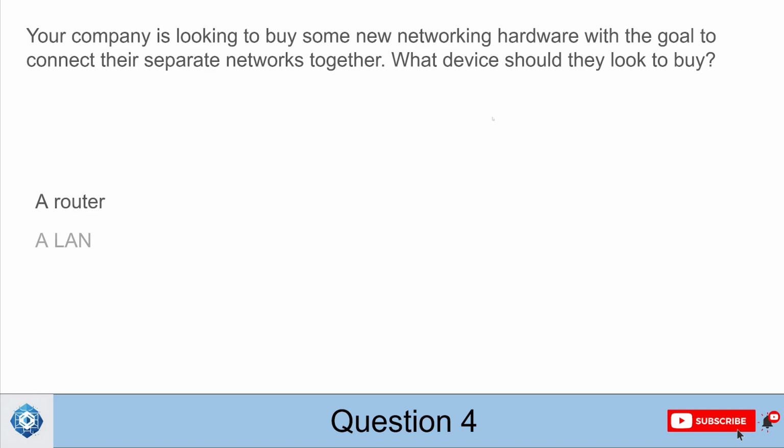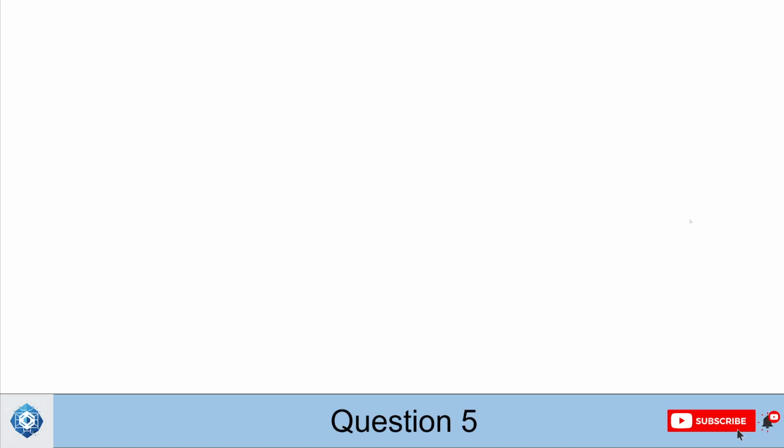And finally, we can eliminate a LAN. Now again, a LAN is a local area network. This is more so just a term for a general network within a building, your home, anything like that. So it's not really going to be a device or hardware that you could go out and buy. So that leaves our final answer of a router. So again, routers are intended to connect multiple networks together, allowing traffic to go between them and traverse the overall internet. So moving on to our 5th and final question here.